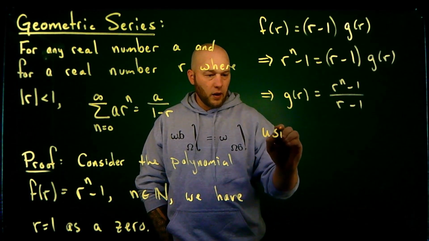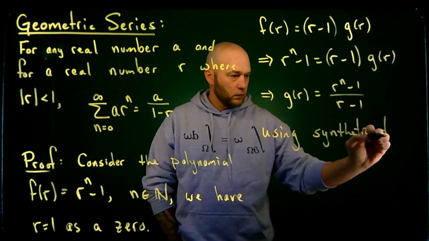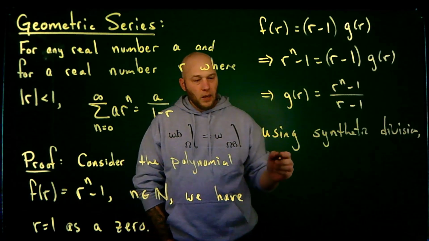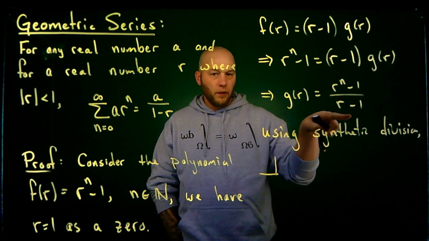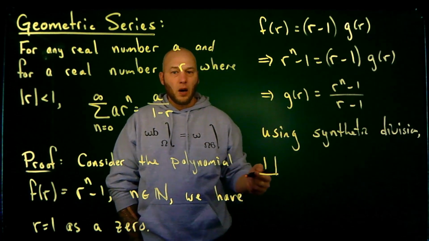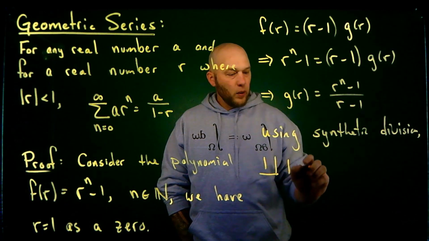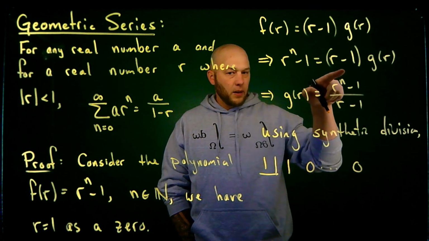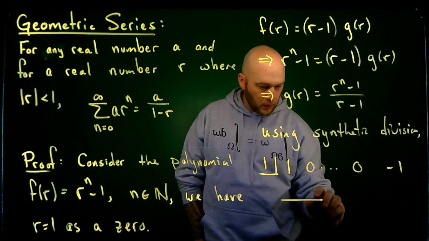So using synthetic division, remember when I do synthetic division, the number that goes in this half box is the 0 of the denominator. So in other words, that would be a 1. And then I'm going to go ahead and list the coefficients of what I'm dividing into. So my dividend, the coefficient of r to the n is 1, and then I'm going to have zeros from the power of n minus 1 all the way down to the power of 1, and then I'm going to have minus 1 as my constant.